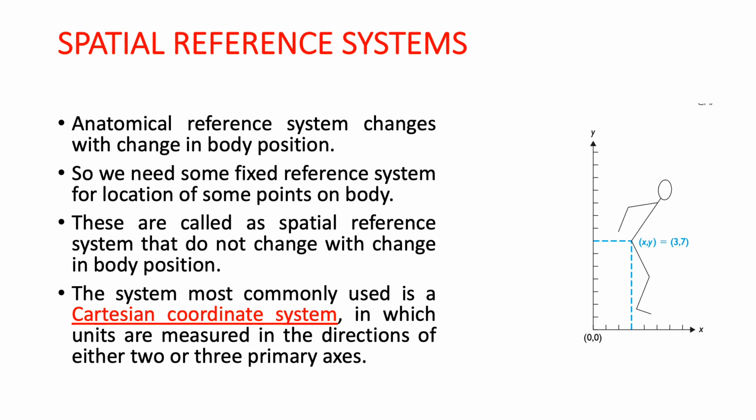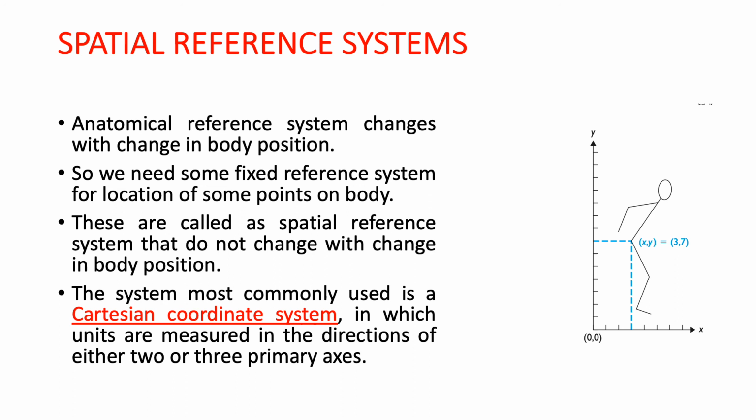So the anatomical reference system changes with change in the body. Here I am just revising that the system changes. So we need some fixed reference system for location of points on the body. In the analysis we need that system so that we can pinpoint, and that should not move when the body moves. It should remain fixed. For that we need a spatial reference system, and the most popular and mostly used fixed spatial reference system is the Cartesian coordinate system, in which units are measured in the directions of either 2 or 3 axes. So this is very simple.